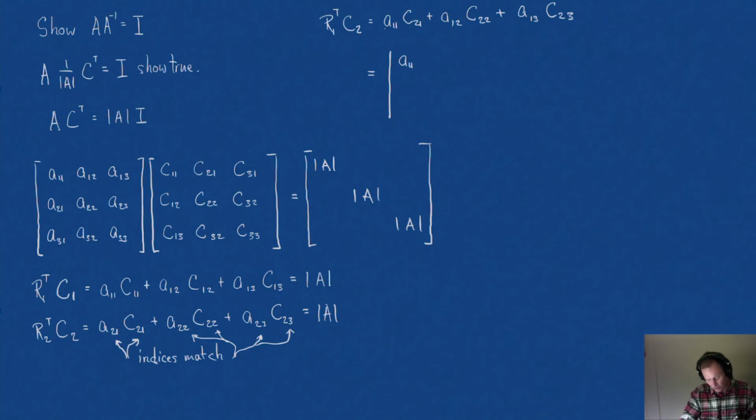Now, C21 means you would cover row 2, column 1 of A. So I'm going to do that. Row 2, column 1, row 2, that's right there, column 1. Okay, so that's going to pick up the submatrix of A12, A13, A32, A33. And now let's do this again.